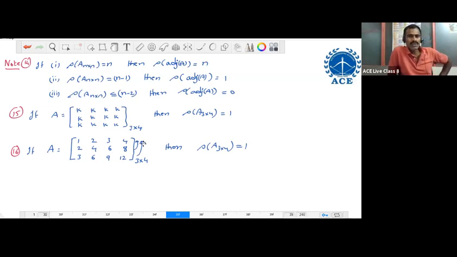When all the rows are the same, like the 15th point, or all the rows are proportional, like the 16th point, the rank is always 1. So from the last two properties: if all the rows are the same, rank is 1; if all the rows are proportional, rank is 1. That's it. These are the standard results. Now we do the problems of this. Problem number 1.